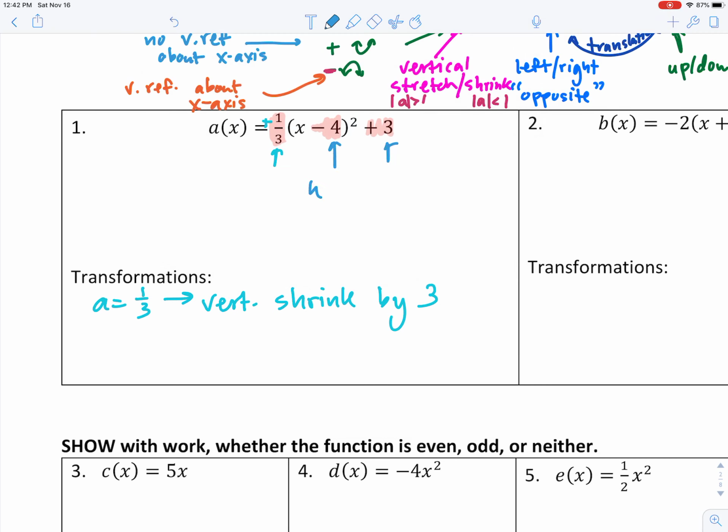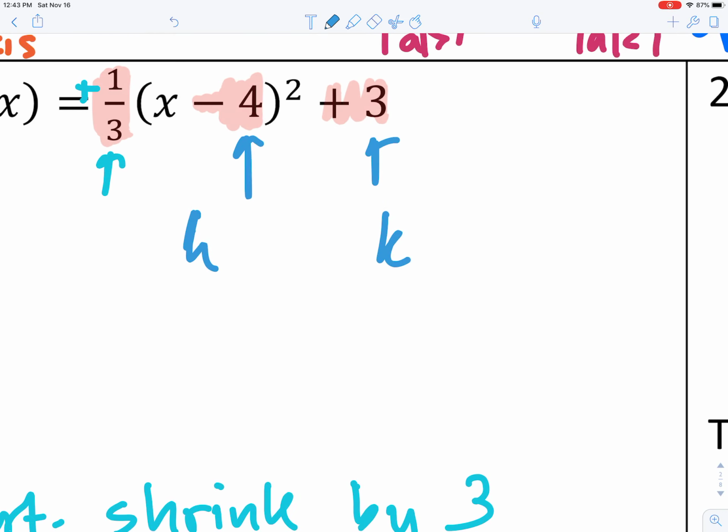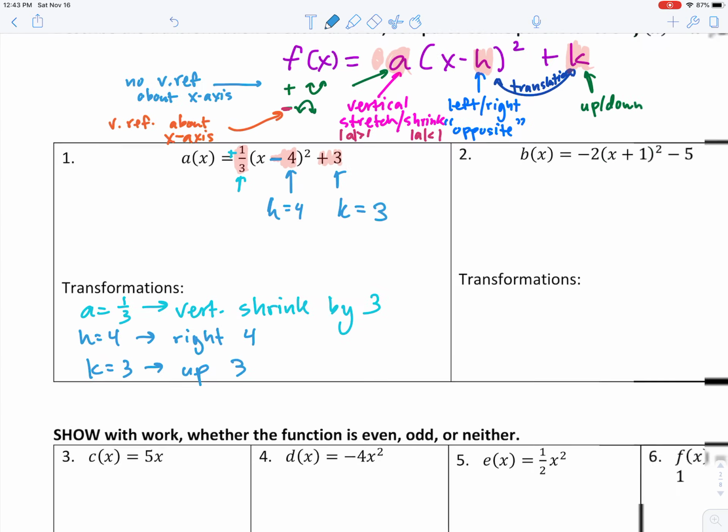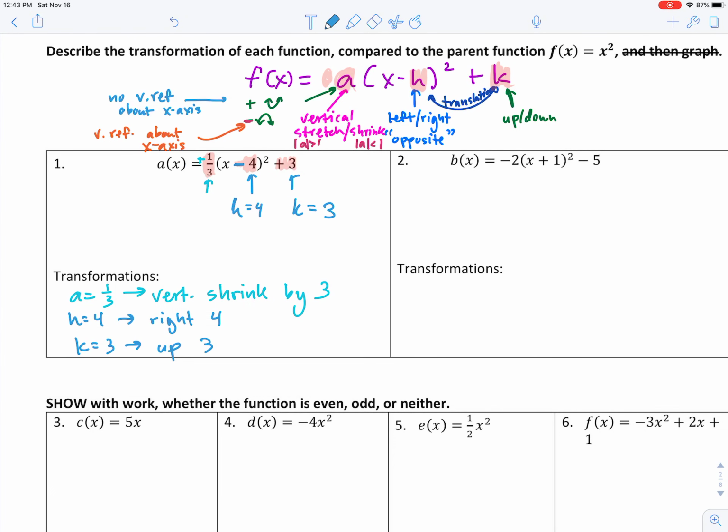Let's look at these two things then. Okay, this is my h, that's my k. Good practice to think about that. This h is actually positive 4, opposite of what it looks like. This k, it looks like 3, it is actually 3. Okay, so this one, h equals 4, it's going to move it to the right 4, and then k being 3 is going to move it up 3. All right, so give your chance if you'd like to pause the video here to try number 2, but I'm just going to move on.